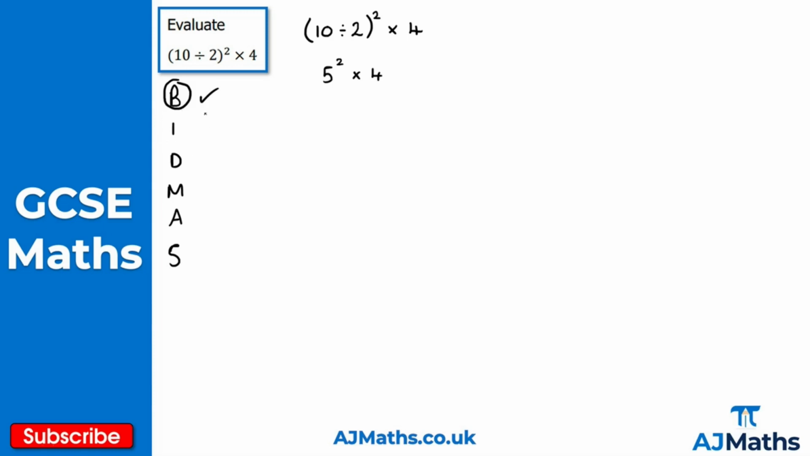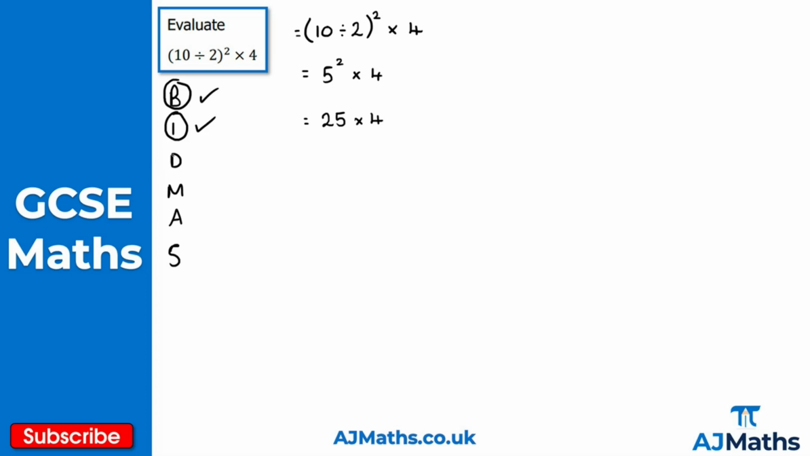Do we have any indices or any powers? Well, yeah, we've got 5 squared here. So 5 squared, that's 5 times 5. So that would give me 25. So now what I've got here is 25 times 4. So we'll take that off as well.